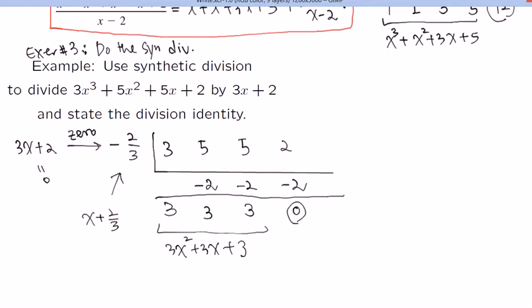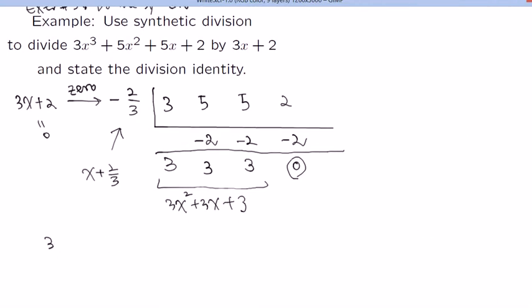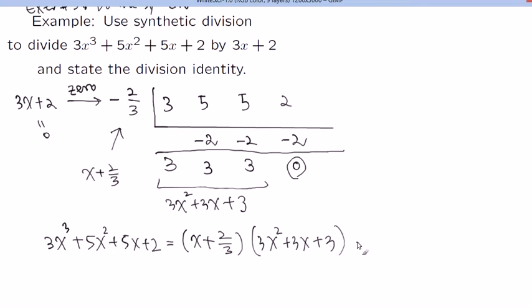So let me write that down. From there, the conclusion is that 3x cubed plus 5x squared plus 5x plus 2, with the divisor x plus 2 over 3, not 3x plus 2, had a quotient 3x squared plus 3x plus 3 and remainder 0. So it became a factorization. That's the division identity associated with this synthetic division. All right, that is what synthetic division allows you to conclude.